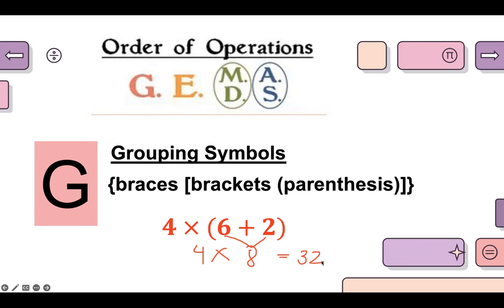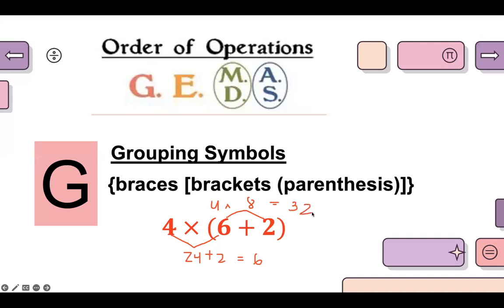Again, you need to follow the GEMDAS rule. You need to start first with the grouping symbol. So let's see if you failed to follow the rules. Say, for example, you started with this. So 4 times 6, that is 24, plus the remaining number, which is 2. 24 plus 2 is 26. As you can see, you're going to get the wrong answer. Okay, so you need to follow this. 6 plus 2 is 8, times 4 is 32.